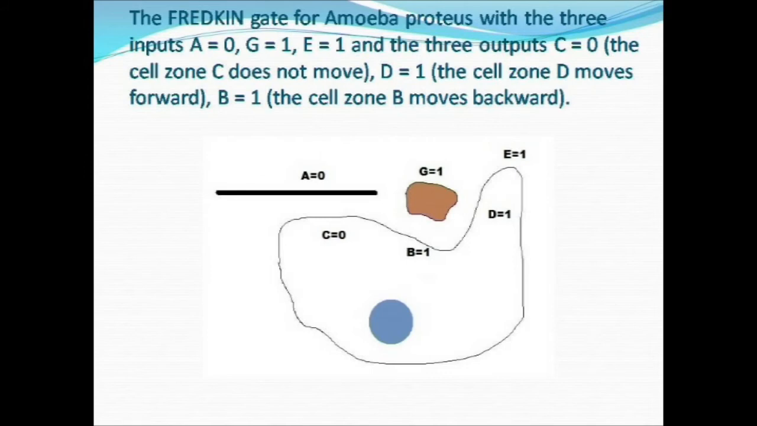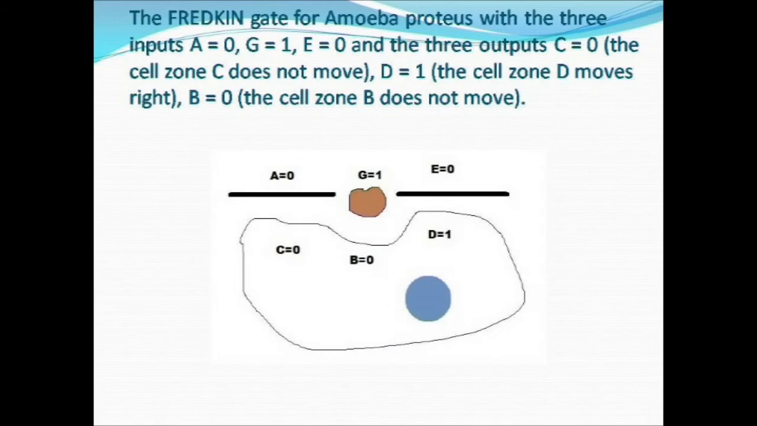The Fredkin Gate for Amoeba proteus with the three inputs A equals 0, G equals 1, E equals 1, and the three outputs C equals 0, the cell zone C doesn't move, D equals 1, the cell zone D moves forward, B equals 1, the cell zone B moves backward.